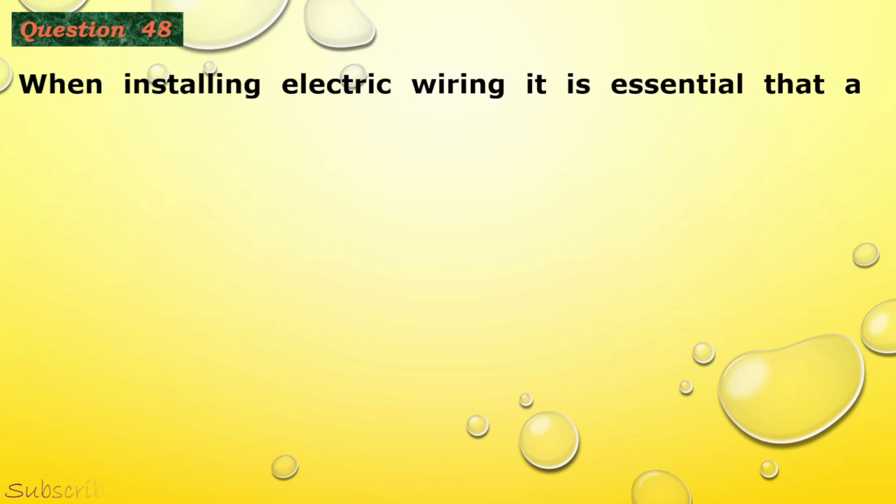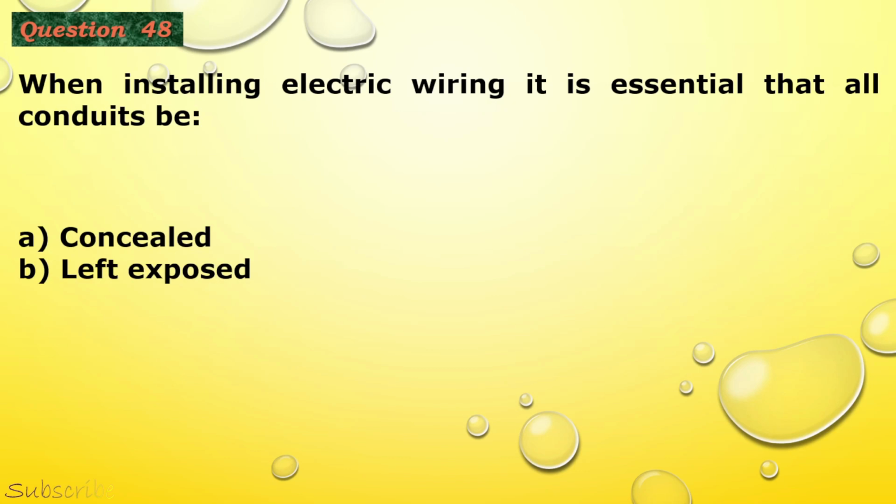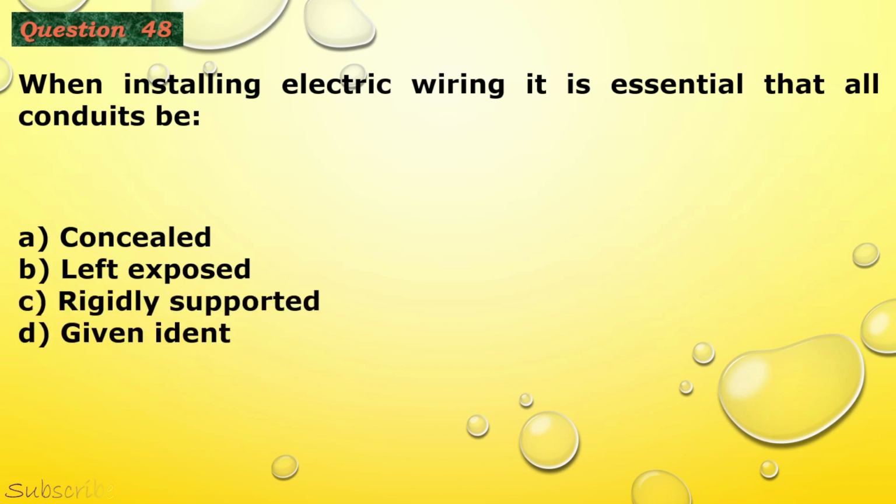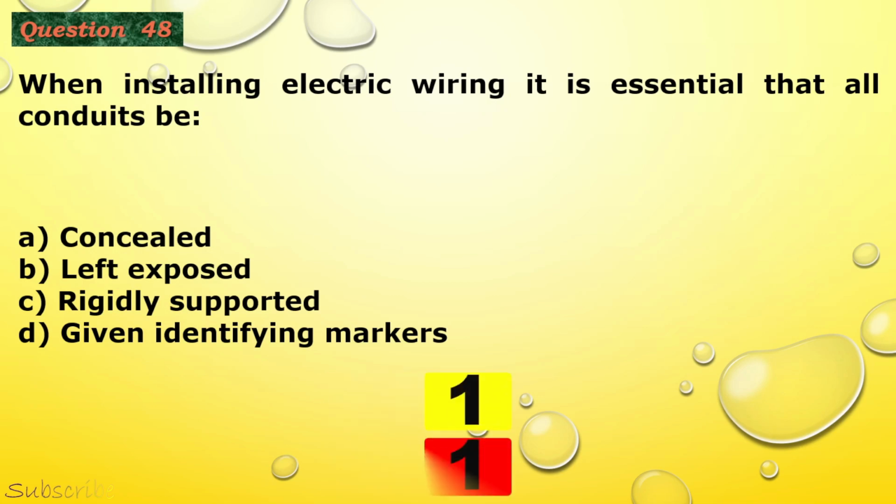Question number 48. When installing electric wiring, it is essential that all conduits be: A. Concealed, B. Left exposed, C. Rigidly supported, D. Given identifying markers. The correct answer is letter C. Rigidly supported.